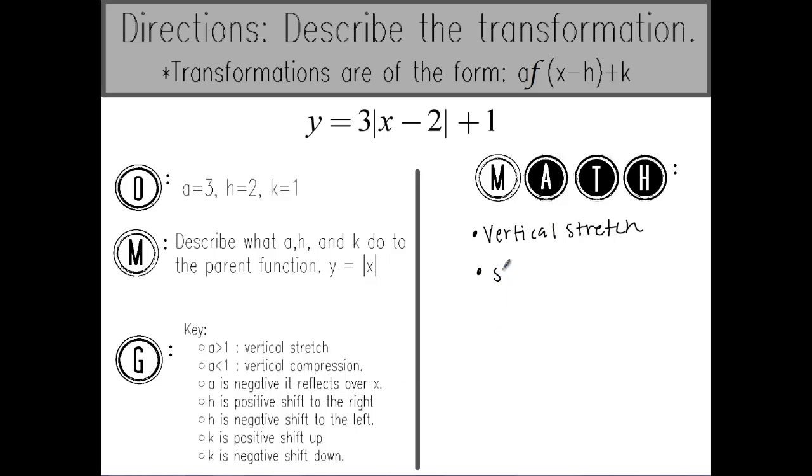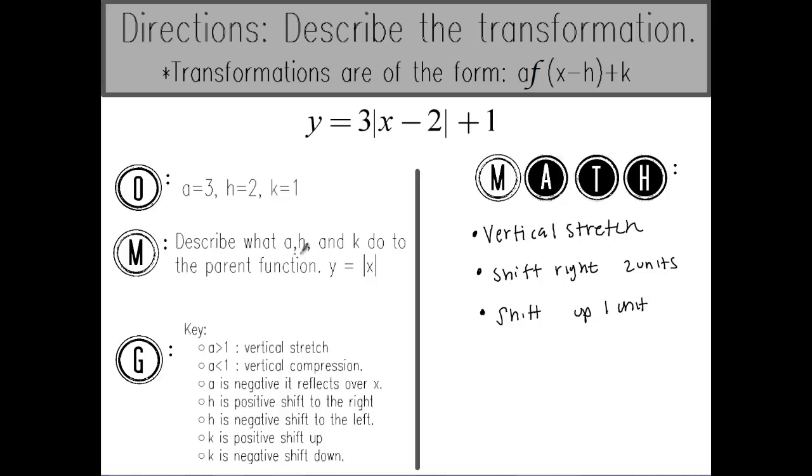So we shift right 2 units. The last thing is our k value. Our k value is a positive 1. If k is positive, we shift up. So we are going to shift up 1 unit.